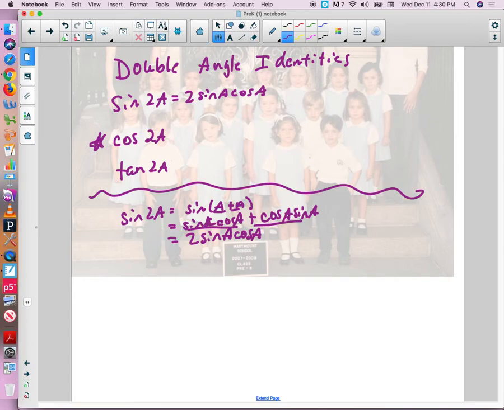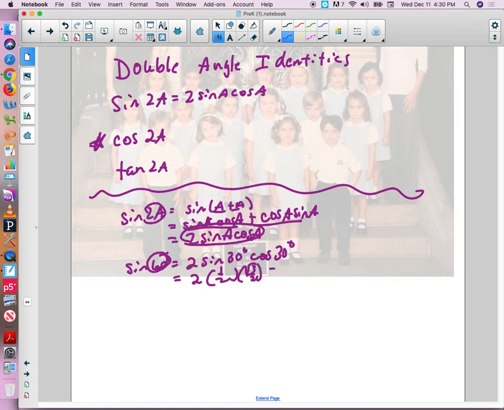What that means is if I have something like, pretend like you don't know sine of 60. If 60 is 2A, then the single angle would be just 30 degrees. So I should be able to say 2 sine 30, cosine 30, and get the right answer. Sine of 30, cosine of 30. These twos cancel, and I get the right answer for sine of 60.